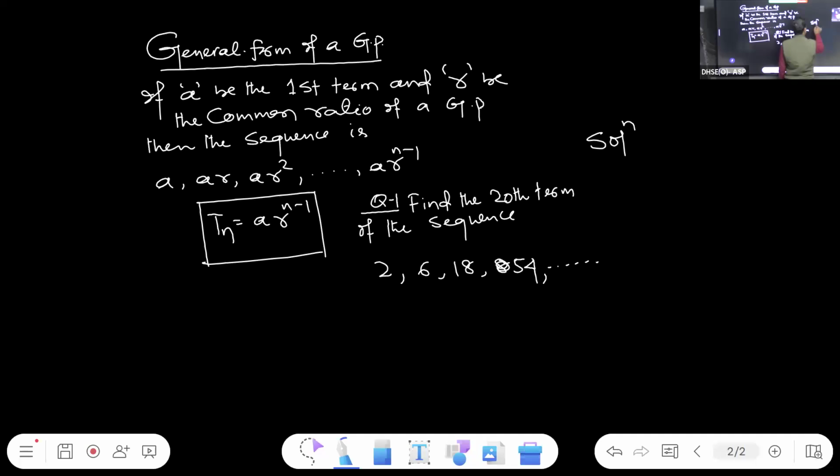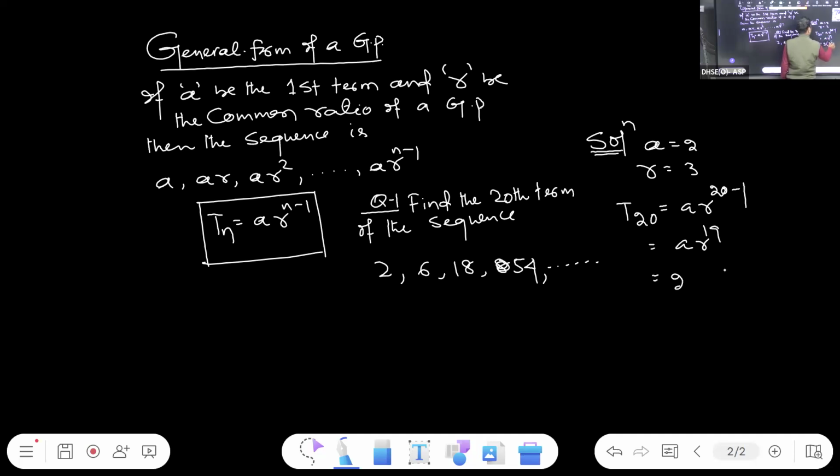Here A is equal to 2. Common ratio R is equal to 3. T20 is equal to AR to the power n minus 1, that is AR to the power 20 minus 1, AR to the power 19, 2 into 3 to the power 19. Yes, Gayatri, you are correct.